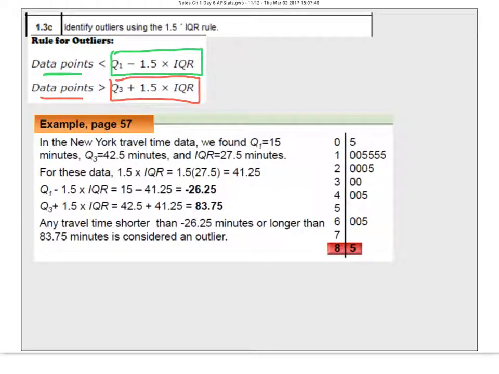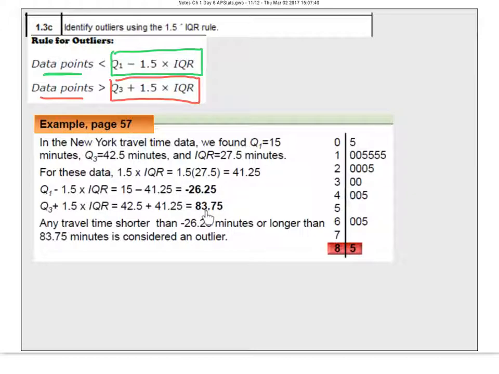So if we look back at those New York travel time pieces of data, we had 20 pieces of data. If we compute, we get that quartile 3 is 42.5, quartile 1 is 15. Therefore, the IQR is 27.5. You take 1.5 times your IQR, and you get 41.25. You then test the low end, so Q1 minus that multiplier gives you negative 26.25. And for the high end, you add it to Q3, and you get 83.75.